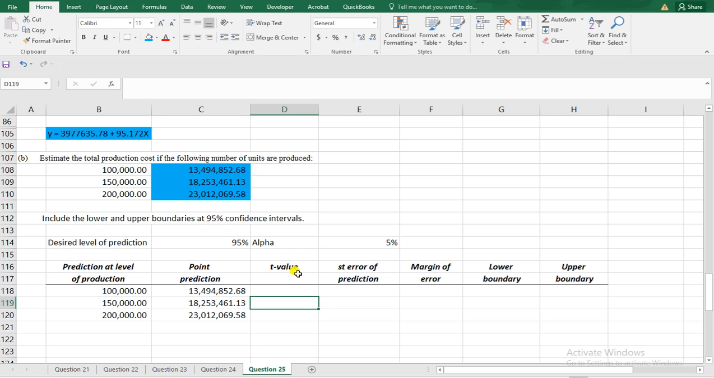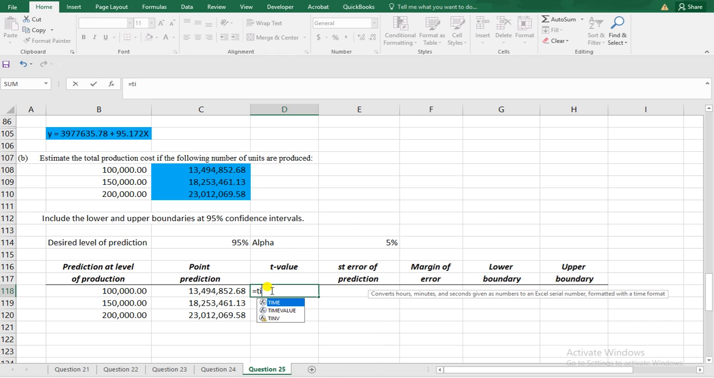So our T value, remember, you can check it in our T table, or you can use our formula. Better still, you can use our Excel. To use Excel to determine our T value, recall TINV. So I'll be having equal sign TINV, whereby it returns the two-tail inverse of the Student's t distribution, right?